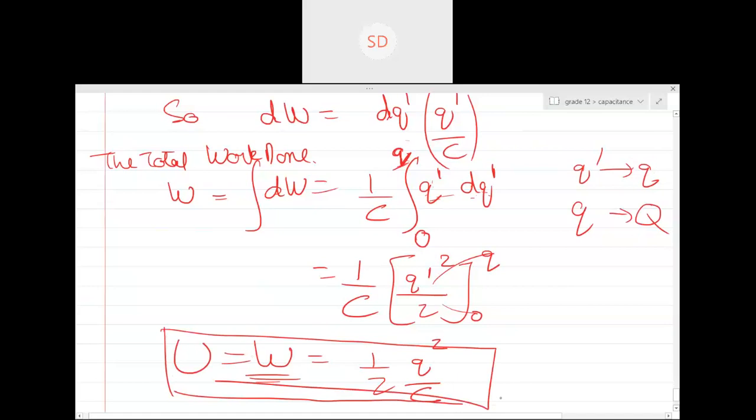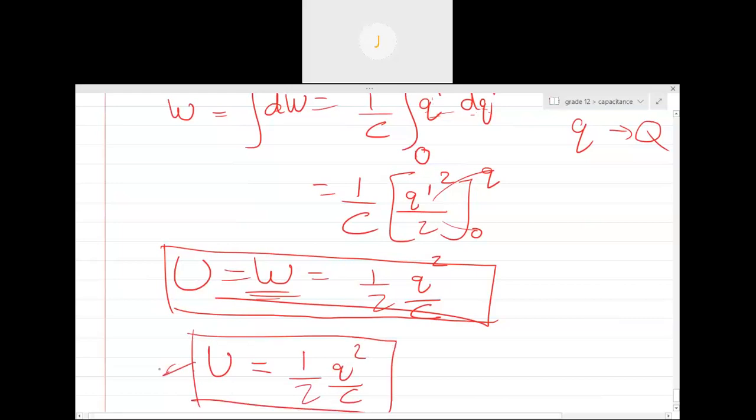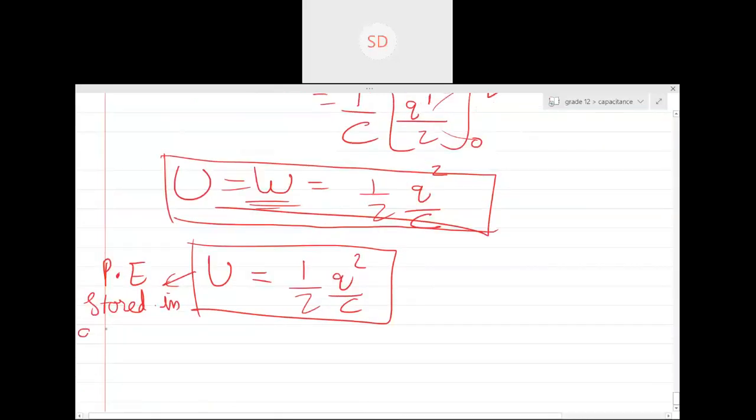And please remember, this work will be stored as the potential energy. Whatever work is done to charge it will be stored as what? The potential energy, half Q square by C. Is this clear? Please remember, this is the formula for potential energy stored in a charged capacitor. Clear?